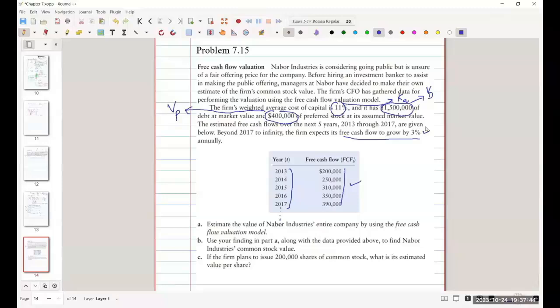With this information, part A is asking us to find out the value of Nebar Industries' entire company by using the free cash flow valuation. And then in part B, they're asking us to use our findings in part A to find the Nebar Industries' common stock value. And in part C, they say if the firm plans to issue 200,000 shares of common stock, what is its estimated value per share? So we will tackle that one at a time.